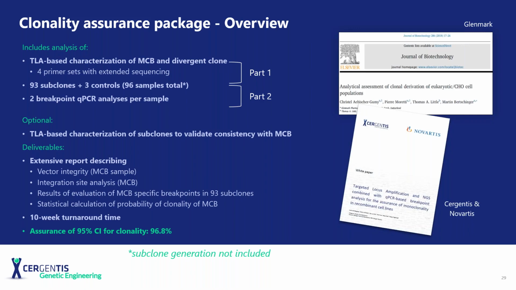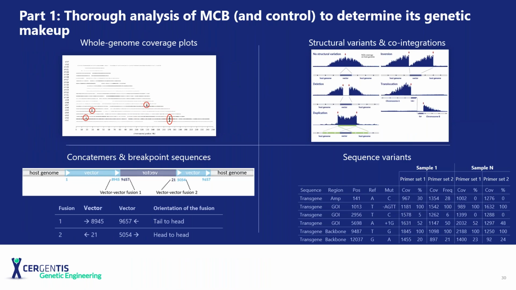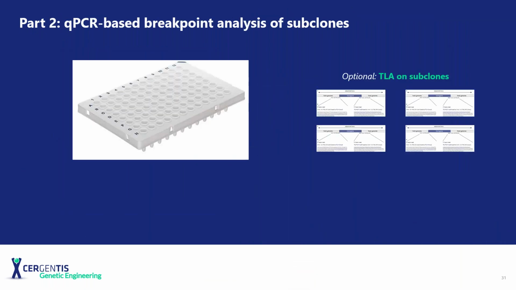This is published, so if you would like to take a look at these documents, we can share them with you. Please feel free to request them via email. And this is the summary of the data that we first generate for the master cell bank. Based on this, we then design the PCRs and the qPCR primers, and then we do the subsequent analysis of the clones. That's the second part of the report. Very frequently, some of our customers also like to perform TLA on some subclones, but this is optional.